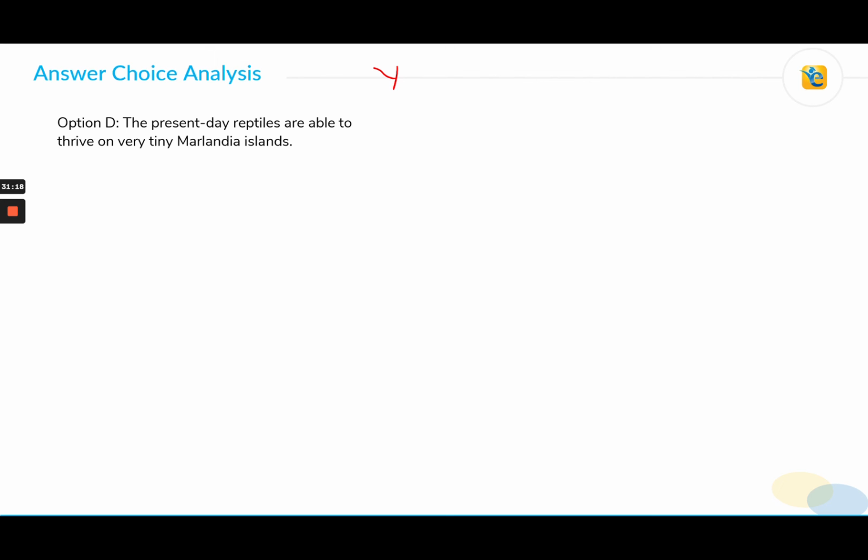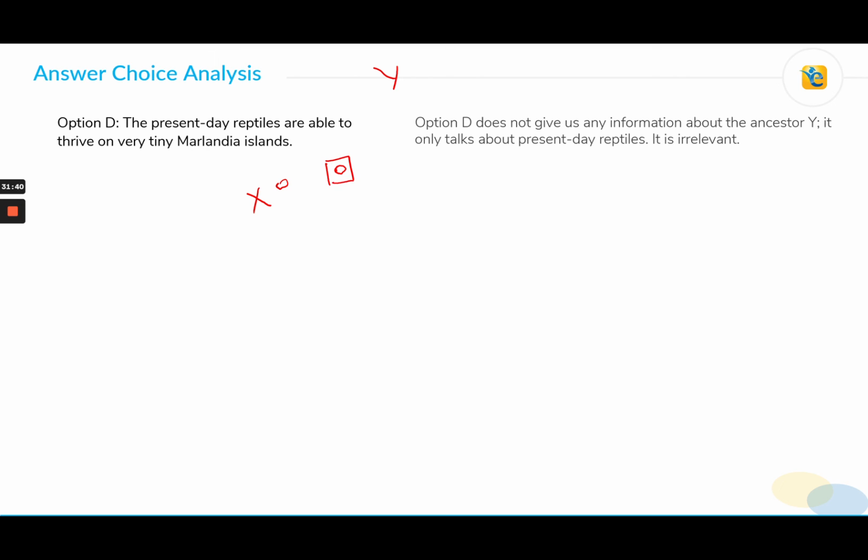Why? Because option D talks about the present day reptiles. The present day reptiles are able to thrive on very tiny Marlandian islands. Or in other words, it's trying to say that even the modern day descendant X could have survived on the tiniest patch of land. But the problem is it's talking about X, it's not talking about the ancestor Y. X may be in a position to survive on very tiny land. It doesn't tell you whether Y could have survived on a very tiny stretch of land.